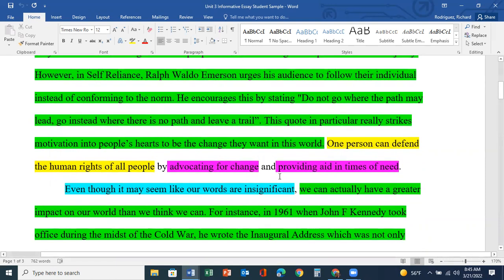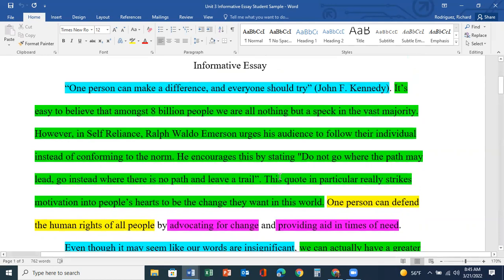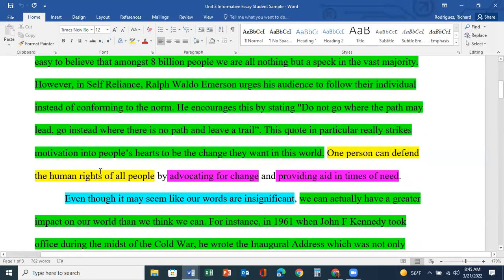Now you can see right here, I color code everything, and this is to differentiate what each element is representing. So this blue is color coded as a hook. The green is some of the background information that makes sense of this quote, and then segues into the thesis statement, which is one person can defend the human rights of all people.